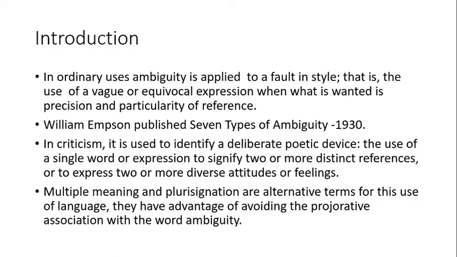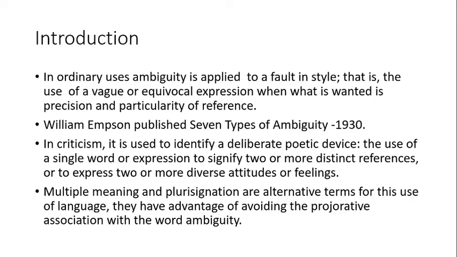Let's start with the introduction of ambiguity in literary criticism. In ordinary use, ambiguity is applied to a fault in style, that is, the use of vague or equivocal expression when what is wanted is precision, particularly of reference. As we have seen in the definition, the ordinary use of ambiguity is to apply to a fault in style, a dual meaning, an error in the sentence, which should be reconstructed.